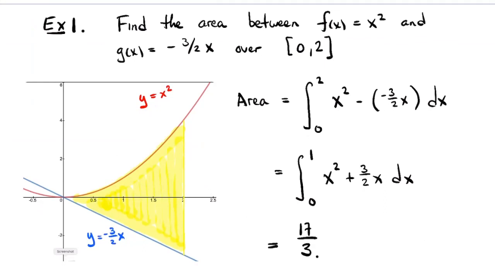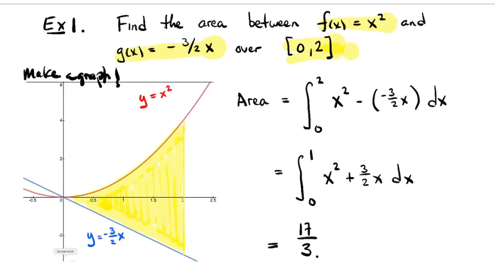Find the area between the function f of x equals x squared and the function g of x equals minus 3/2 x, and do it over the interval from 0 to 2. So that would be the statement in the book. You'd need to make this graph. Yeah, you need to visualize these problems. So this picture probably won't come with the problem like I put it here. You make it. But here we're looking at it.